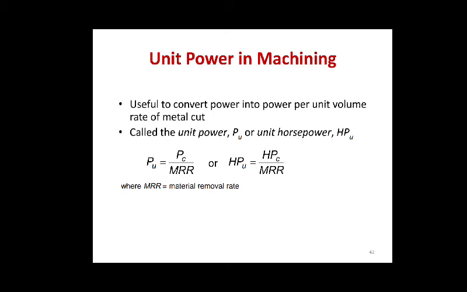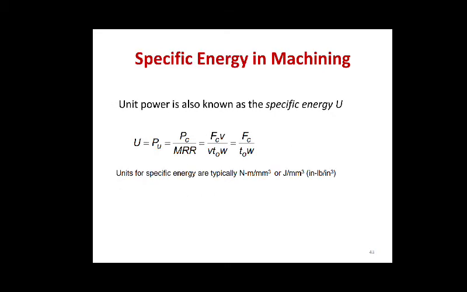Unit power in machining is useful to convert power into power per unit volume rate of metal cut, so it is called the unit power, and its formula is Pu is equal to Pc upon MRR, where MRR is the material removal rate. Specific energy in machining: unit power is also known as the specific energy U, which is equal to Pu is equal to Fc upon t0 into W. Units for specific energy are typically newton meter per mm cube or joule per mm cube.